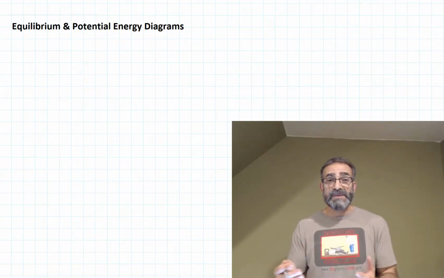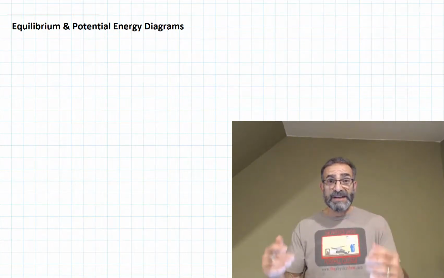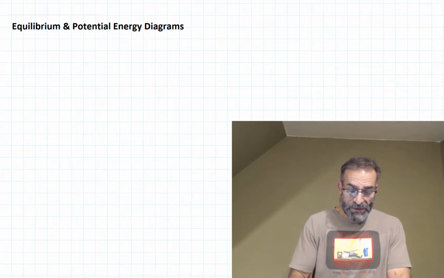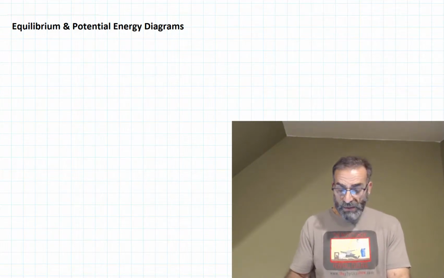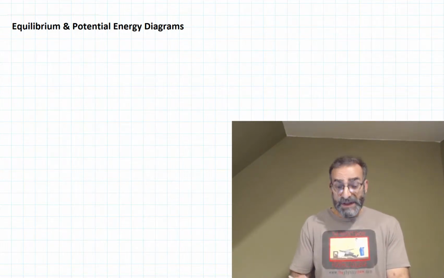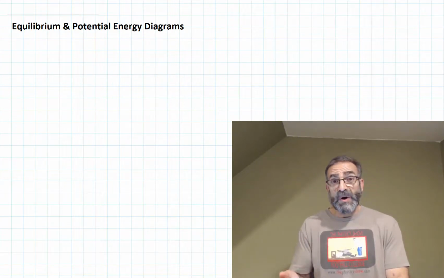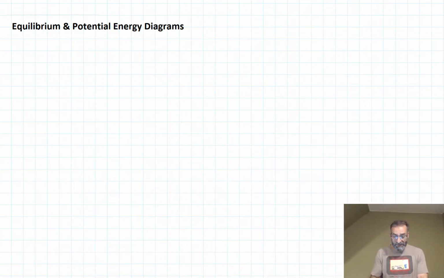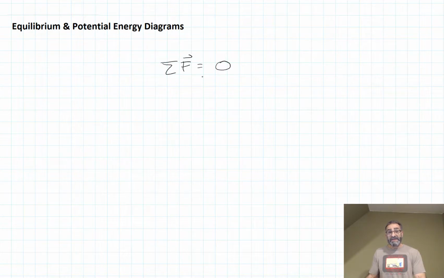In a few weeks, we'll learn how to deal with rotation, and our objects can have dimension. But right now, our definition of equilibrium is just that there's no acceleration. What does that mean? The net force is zero. So that's our definition of equilibrium right now. The net force is zero.